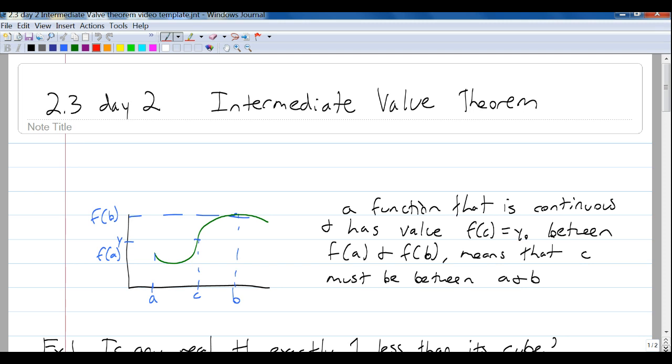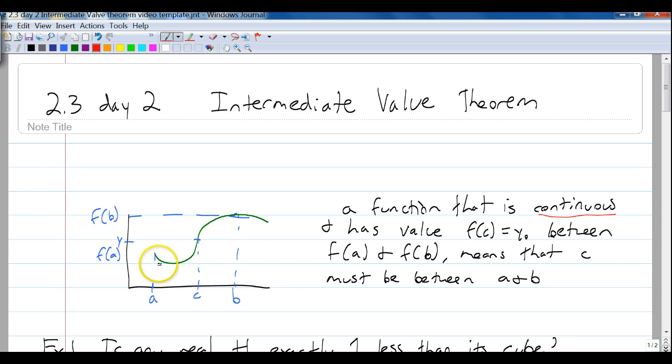Basically, and here's the key, you need a function that is continuous. You have to have a continuous function in order to state that this is true. If we know that there's a y value between two y values, f of a and f of b, it means that the c value where that y value happens in the x has to be between the x's of a and b.